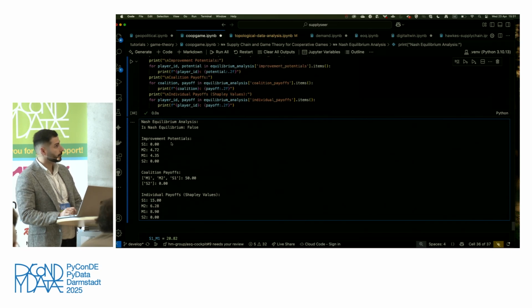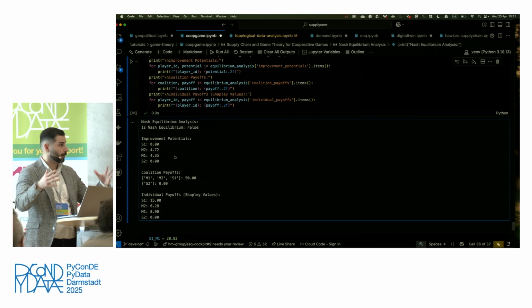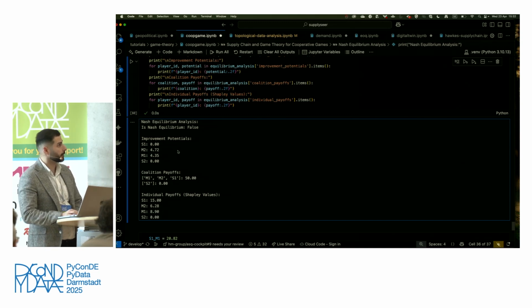In the coalition, manufacturer 1 and manufacturer 2 see a benefit from deviating from the coalition. Like if they're working with supplier 1 and supplier 2, there is a potential for them to improve it by doing something else.